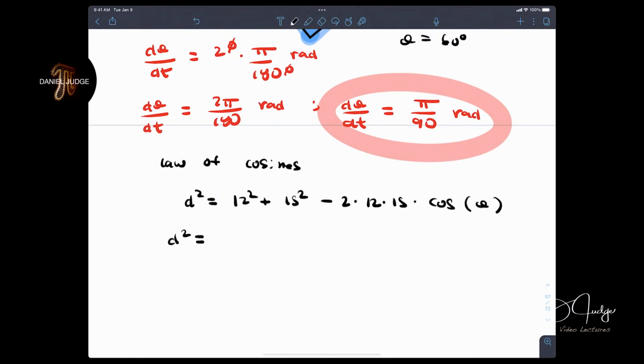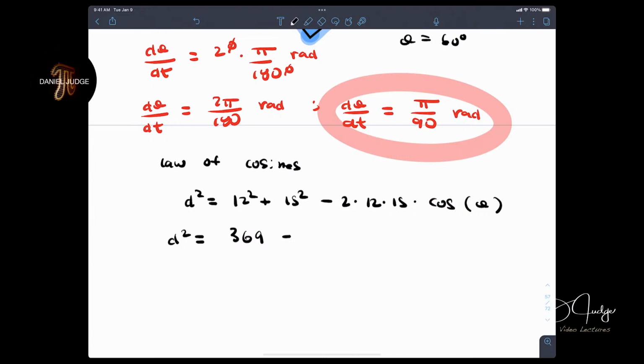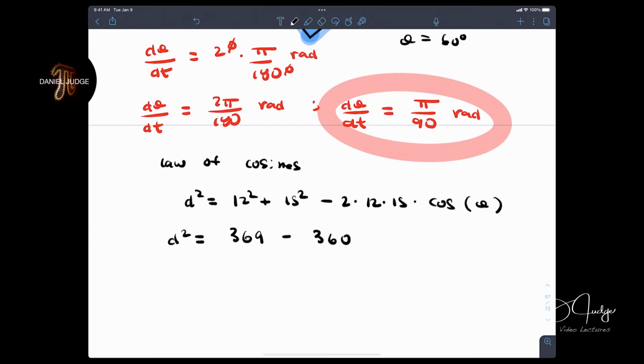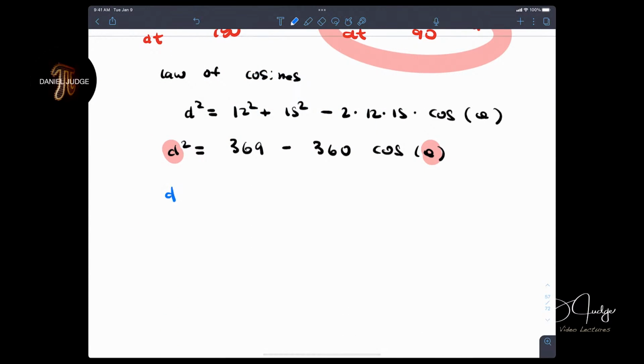And if you wanted to do some arithmetic, that's fine. Or we could just leave it as is. We don't have to do arithmetic here. We'll just do some. How about this? 12 squared plus 15 squared. Okay. That's 369. So this would be 369 minus 2 times 12 times 15, 360. This would be minus 360 cosine theta. Remember the variables that are changing here. Theta and d. Those are the variables that are changing. Theta and d. So differentiate both sides with respect to t.